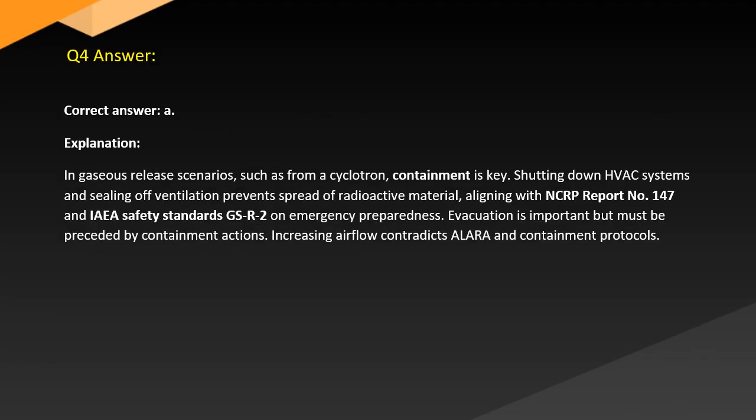Answer. Correct answer: A. Explanation. In gaseous release scenarios, such as from a cyclotron, containment is key. Shutting down HVAC systems and sealing off ventilation prevents spread of radioactive material, aligning with NCRP Report No. 147 and IAEA Safety Standards GSR Part 7 on emergency preparedness. Evacuation is important but must be preceded by containment actions. Increasing airflow contradicts ALARA and containment protocols.